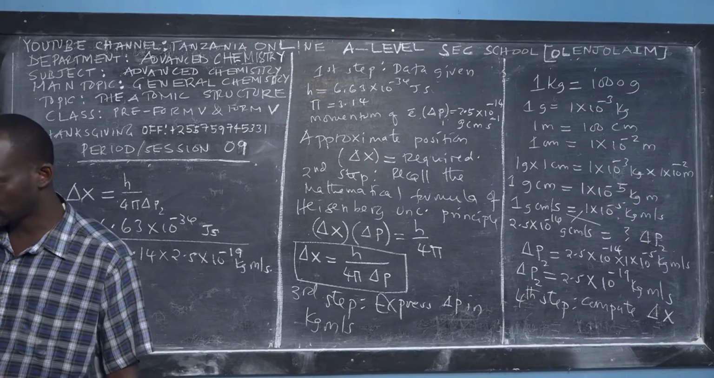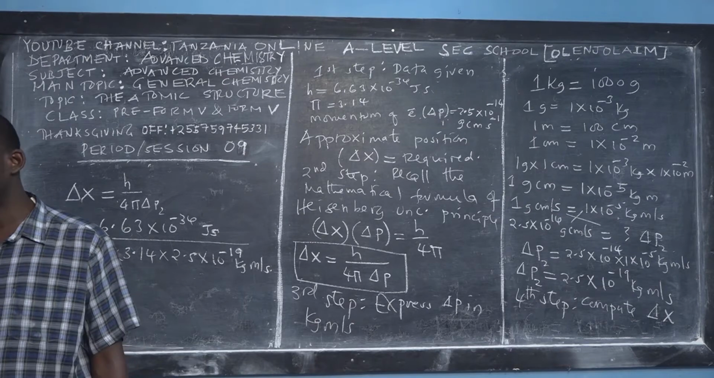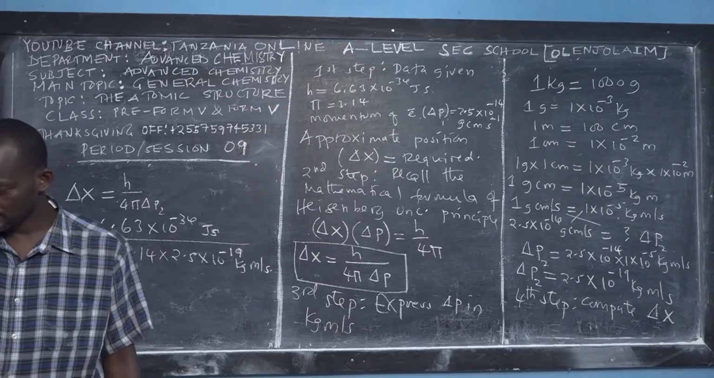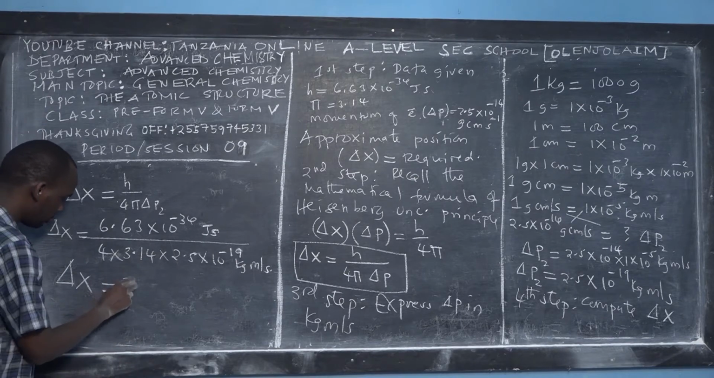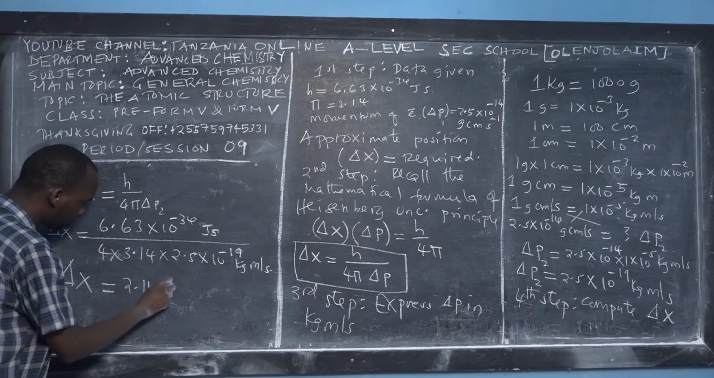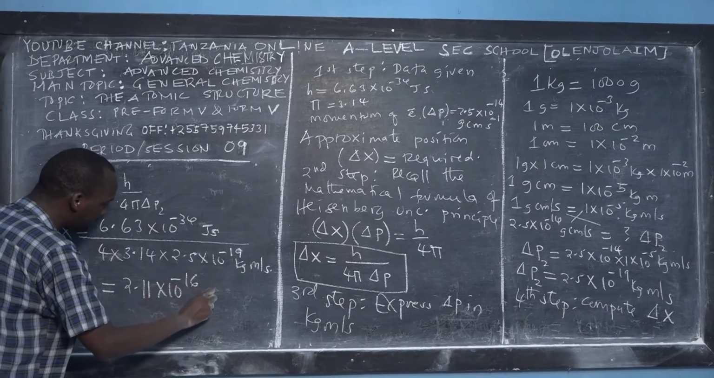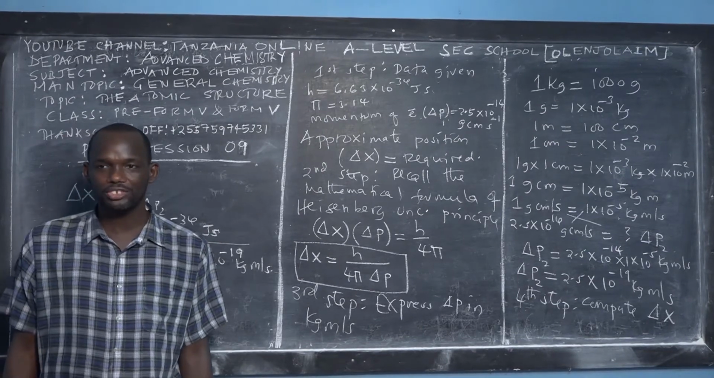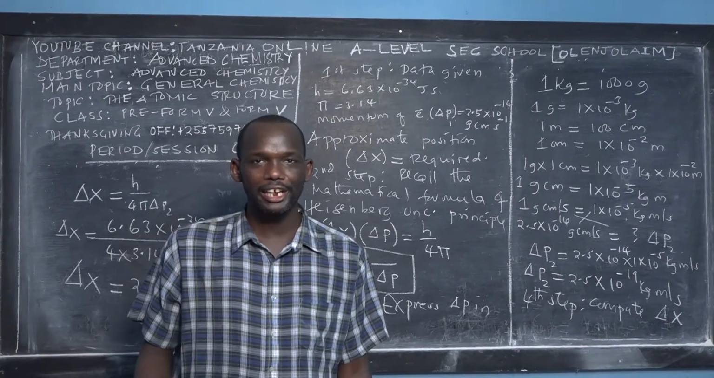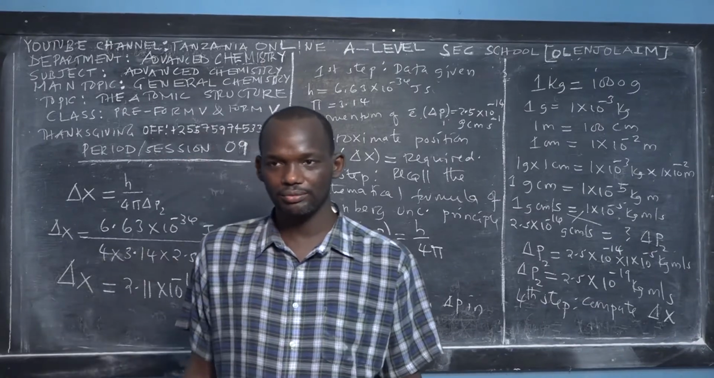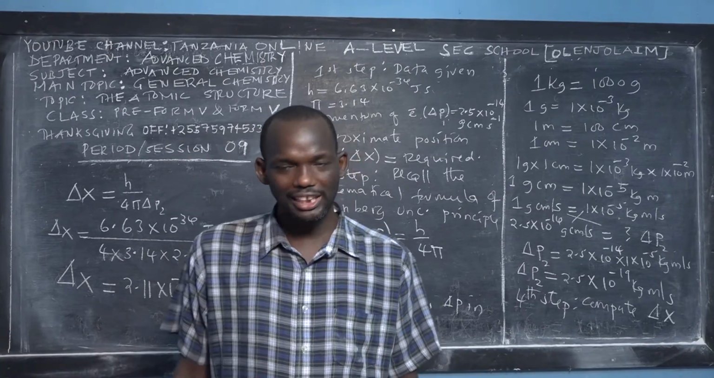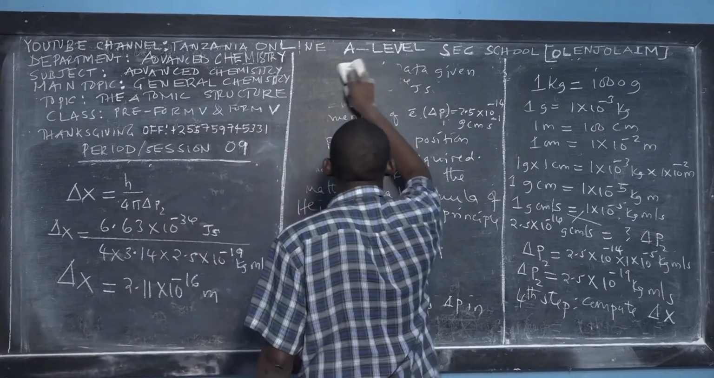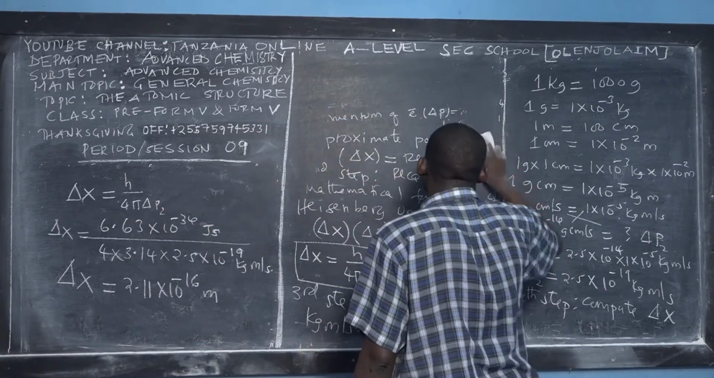Then the estimation, so the approximate position is 2.11 exponent negative 16 meter. It's the smallest position, and this is the position from where we find electrons to the nucleus of an atom. Right? So that's why it is very small. And that's why you see even the sizes of electrons, protons, and neutrons are very small.